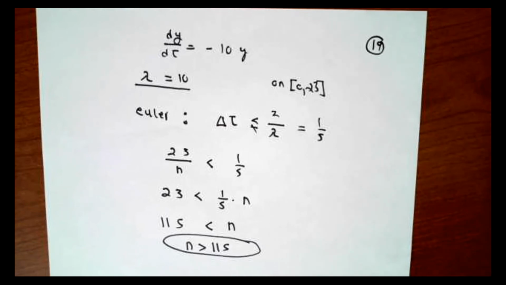So we have a prediction here. If n is bigger than 115, the sample problem using Euler's method will be stable. The computed solution will approach 0. If n is not bigger than 115, that won't happen. So we've got a very concrete prediction here now.